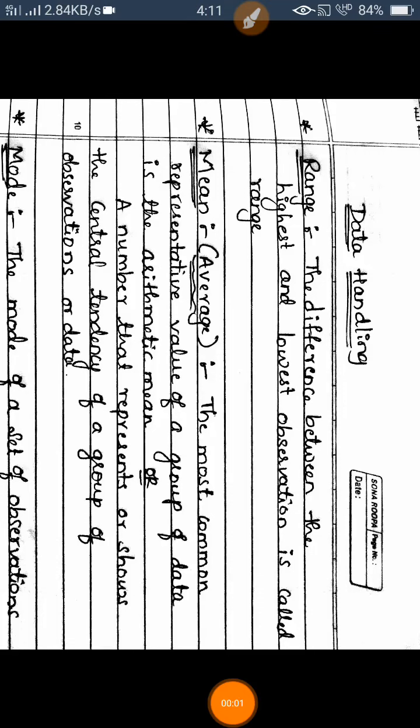Hello students, this is the third lesson of 7th standard data handling. Till now we have studied integers, fractions and decimals: how to add, subtract, multiply and divide the different kinds of numbers. Here is one more concept, data handling.